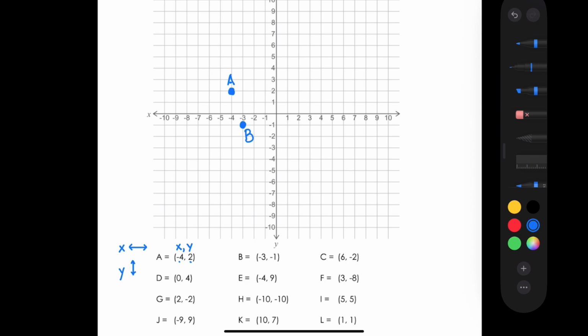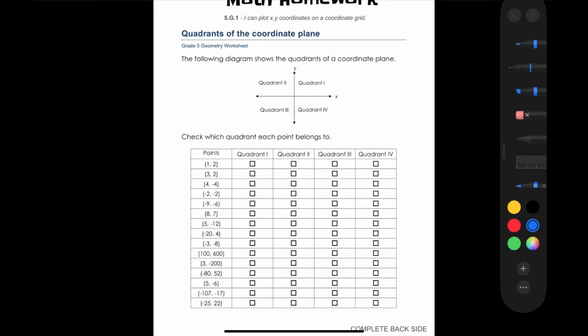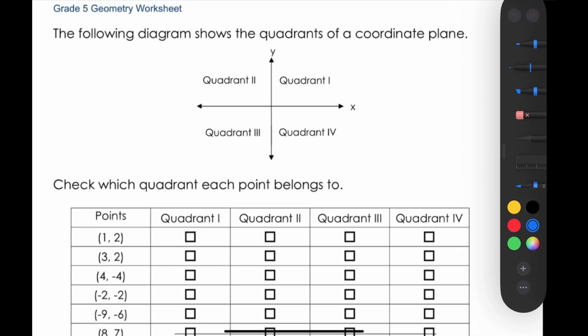Next, we are going to graph point C, which is +6 and -2. So starting at our origin point, 0, 0, go right towards +6, and then go down towards -2, and this is point C. Now for this side of the homework, what we're going to do is check off which quadrant these points will end up in.